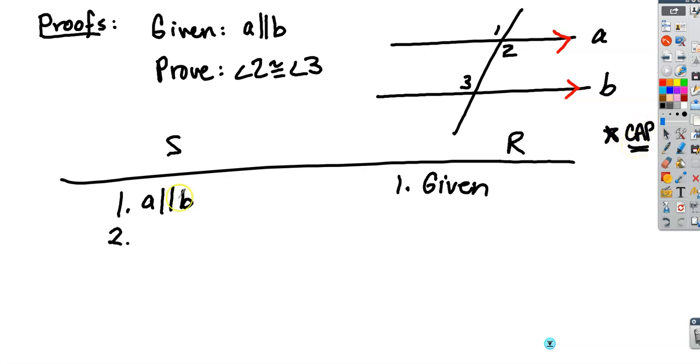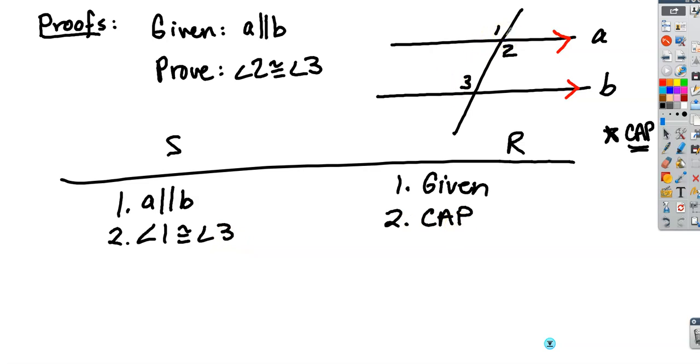If you know the lines are parallel, the next thing you should be saying is that this angle is equal to this angle, and it's always going to be by CAP, because you don't have to prove that. You always know that's true. So once again, you start off with your parallel lines, and then you're always going to say two angles that are congruent by CAP. But they have to be corresponding. You can't just pick any two you want. They actually have to work.